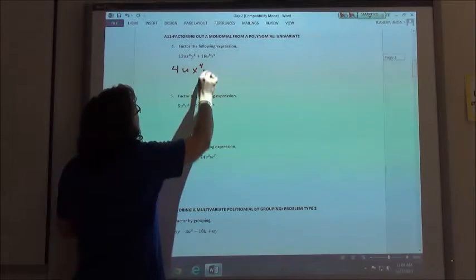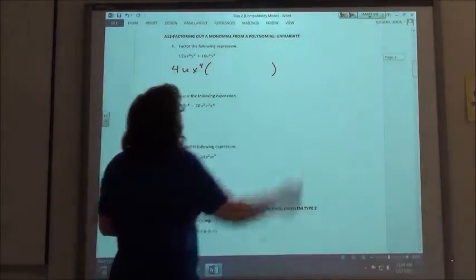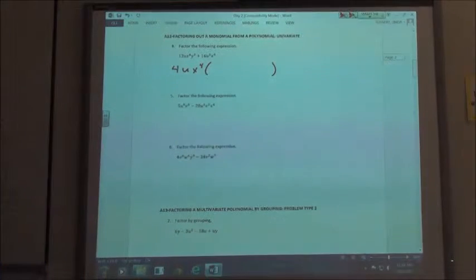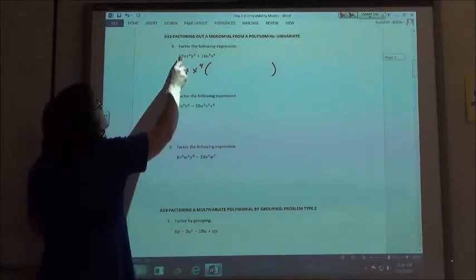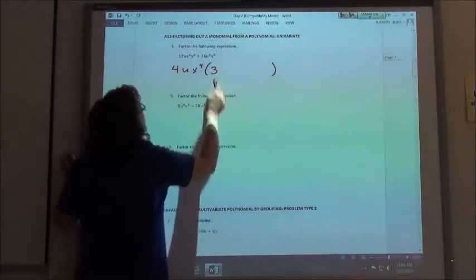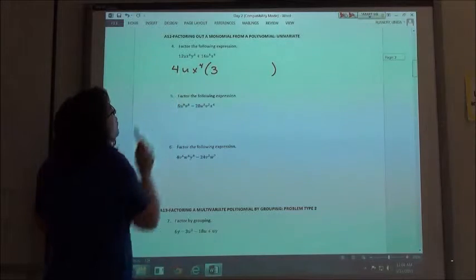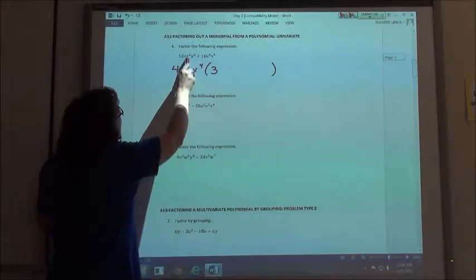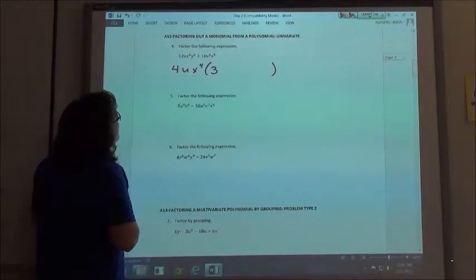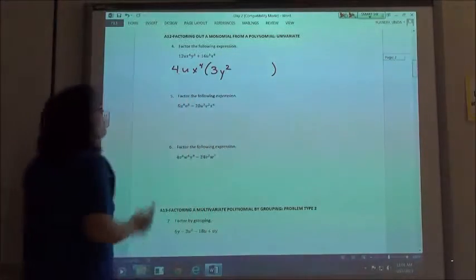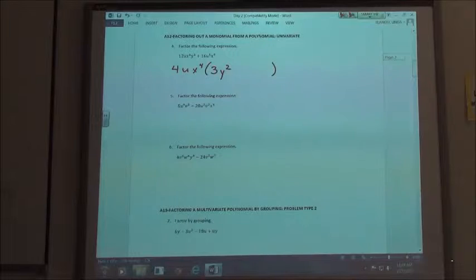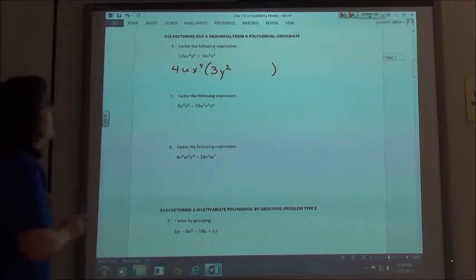So I put my greatest common factor out in front, and then basically I just divide it out of both terms. I'm dividing my coefficients, the numbers in front. I'm going to subtract my exponents. So 12 divided by 4 is 3. I had 1 u and took out 1. I don't have any left. I had 4 x's and took out 4. I don't have any left. And then I have my y squared. So if I took 4ux to the 4th times 3y squared, I get 12ux to the 4th y squared.